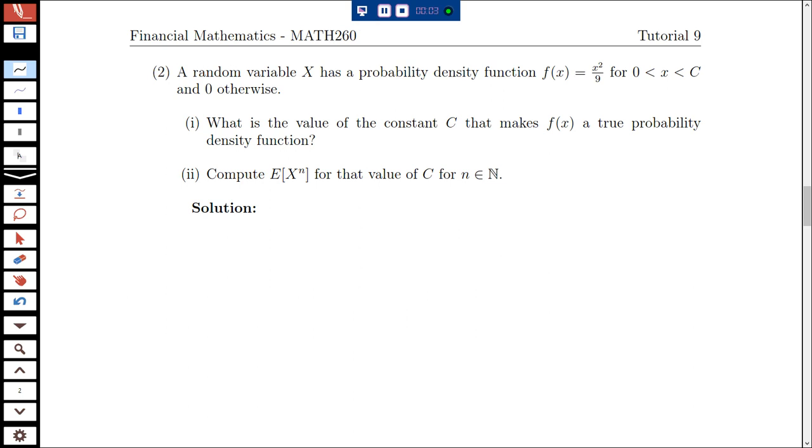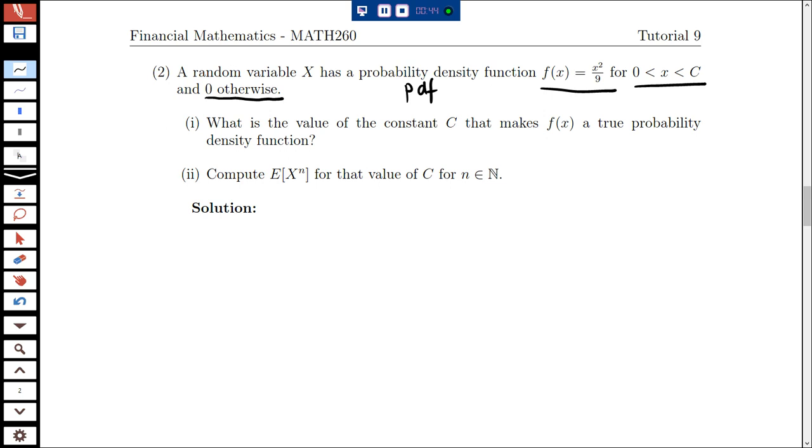Hi everyone, in this video I'm going to take a look at tutorial 9 question 2. We have a random variable x which has some probability density function, some PDF given by f of x equals x squared over 9, and this makes sense between 0 and c, and for every other point outside of 0 to c, f is equal to 0. The question is, what is the value of the constant c that makes this a true probability density function? And after that, we need to compute some expectations.